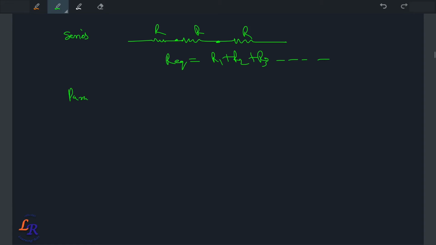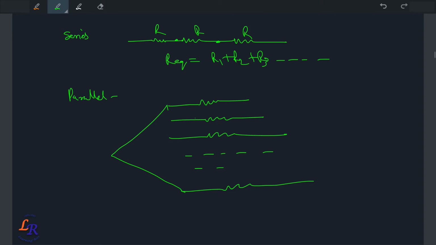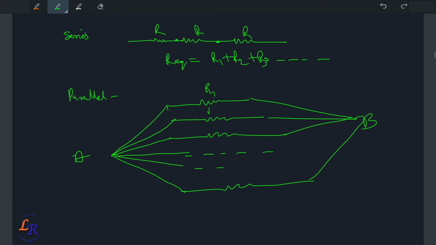Similarly, for parallel, you had both ends of the resistors connected together. So let's say these are the resistors, and you can have so many resistors, and they are all connected with one end to one point, the other end to another point, right? These are, let's say, points A and B, and this is R1, R2, R3, and so on, Rn. And then in this case you have the inverse of R equivalent as the sum of inverses of the different resistors, right? So you can have 1 upon Rn.